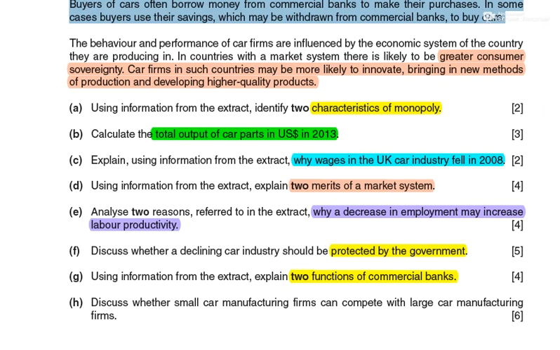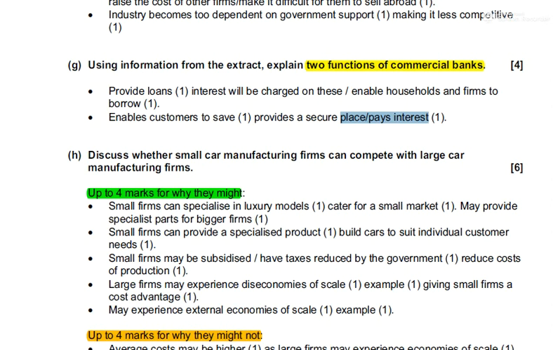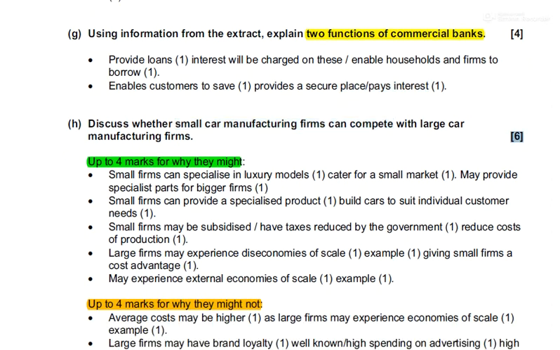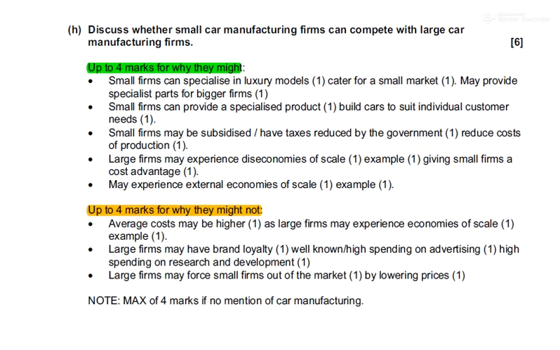Now, looking at that question, I'm thinking it's discuss, so it's evaluate. Can compete, so there's going to be 2 sides, they can and they can't. Large car manufacturer, I'm thinking this is an economies of scale question, although it doesn't say it there. Go to the mark scheme. 6 marks, you'll get 3 or 4 marks that they can, and 3 or 4 marks that they can't.